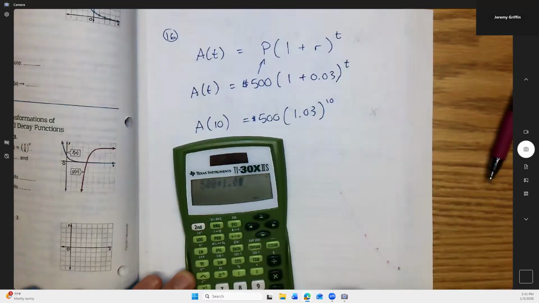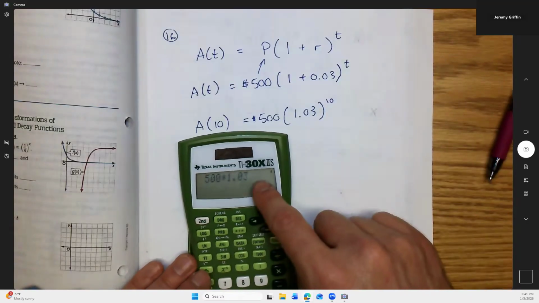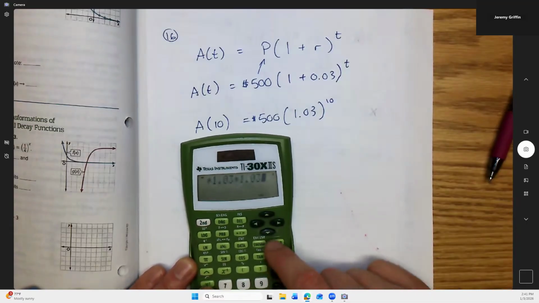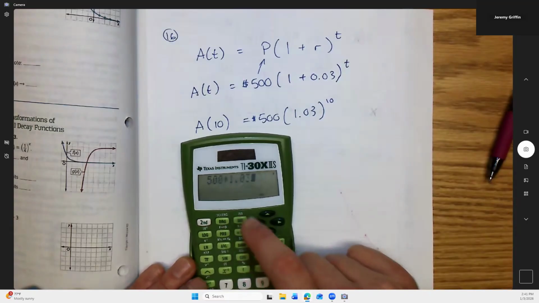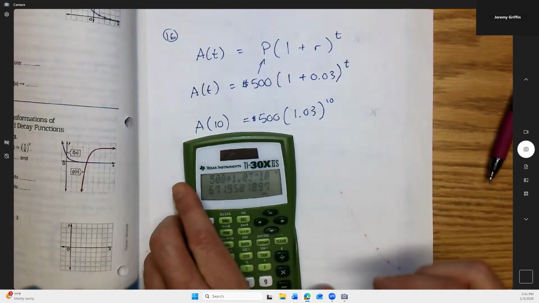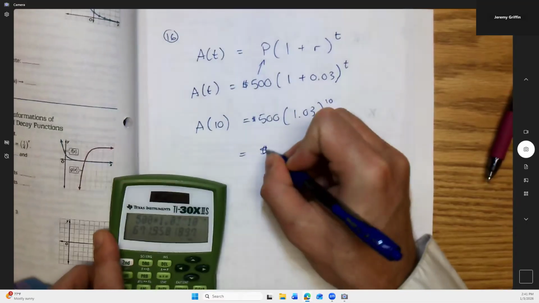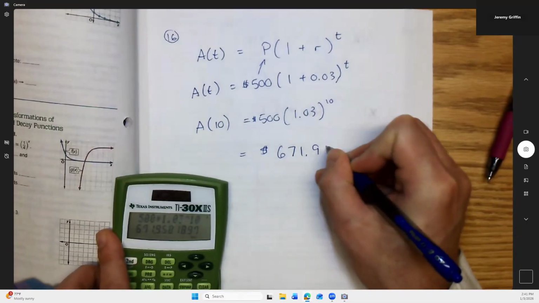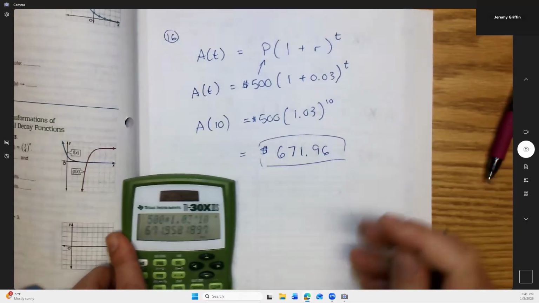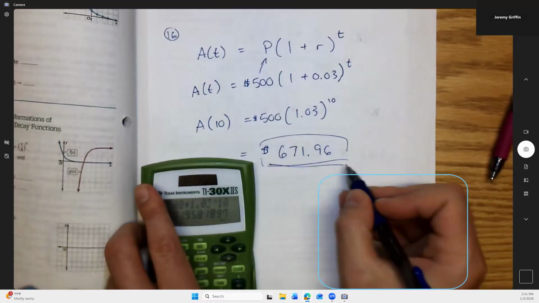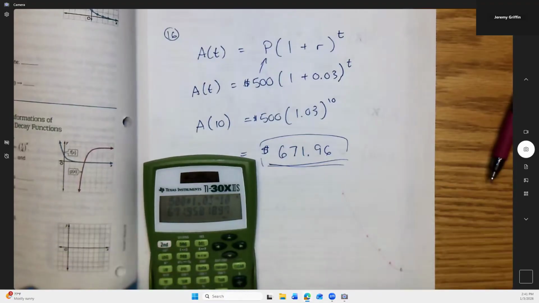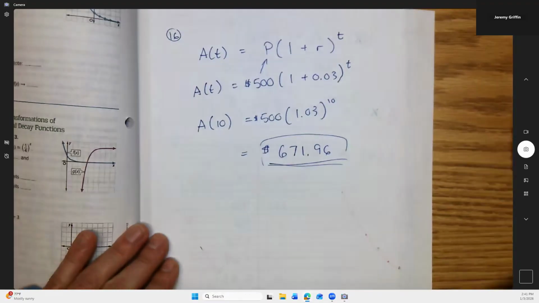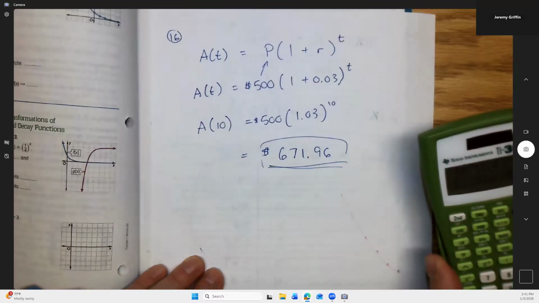500 times 1.03, I could keep multiplying. Here's another way to say this: times 1.03 times 1.03. I'm going to delete all that out. Just going to do that 10 times. So that would be $671.96 according to this. So 3% growth is not as much as we were looking at in the earlier example, and also 10 years is not 20 years. So with a smaller interest rate for less time, the growth may not be quite as much.